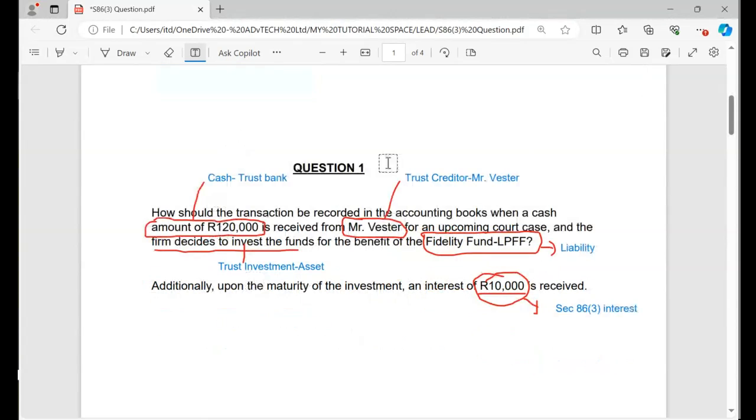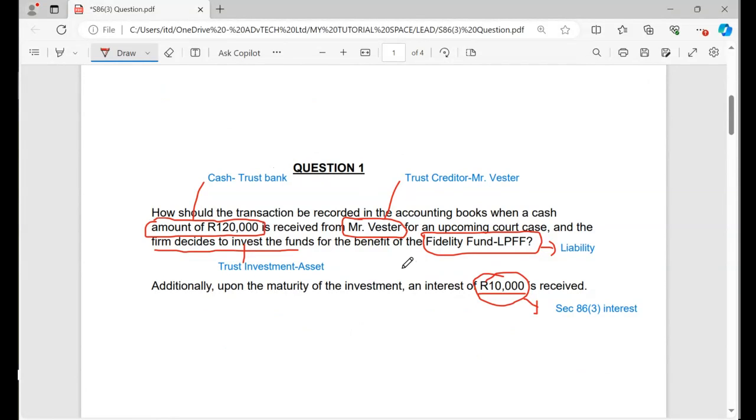Yes, we have analyzed our information. Now it's time for us to record. Remember, this is what we received: we received 120. We know that this must go to the account where we keep all the money received from our clients. And at the same time, we need to show that an account of Mr. Vesta is open, because the money that we received, which is in the trust bank account, belongs to Mr. Vesta. So we need to go and record in the two accounts.